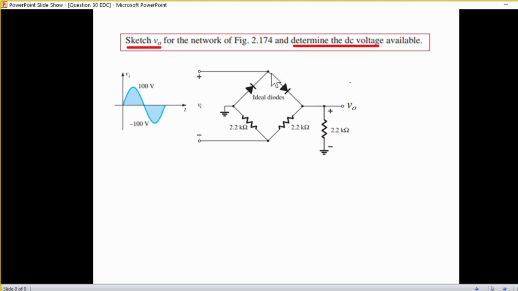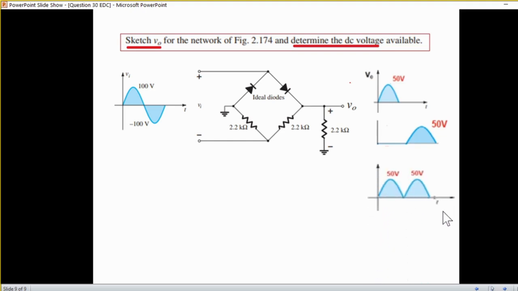So finally, remember that we had to do two things: sketch and determine the DC. So the sketch will be, this is the first half and the second half. So the total will be the sum of the two. And the last part is to find the DC voltage. So this is the formula for the DC voltage for a full wave rectifier, 0.637 into V max. So putting in the value, 0.637 and 50, 31.8 volt will be the DC voltage.